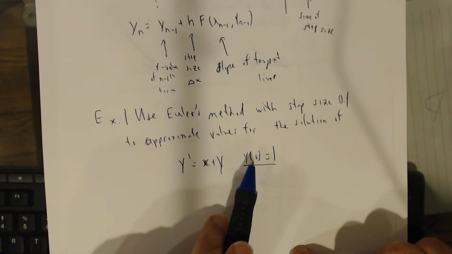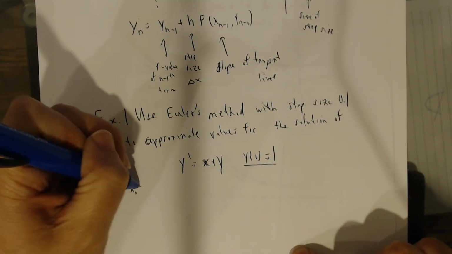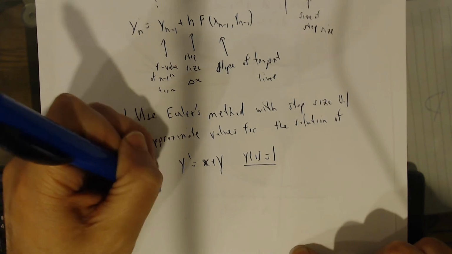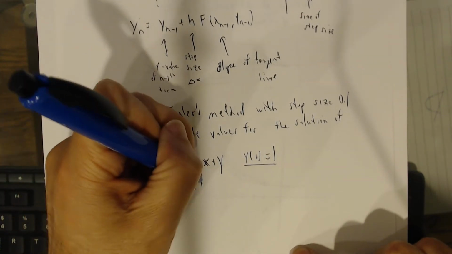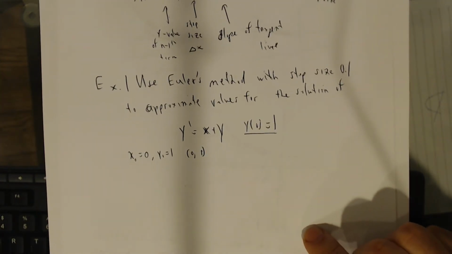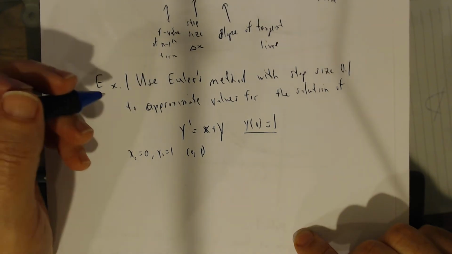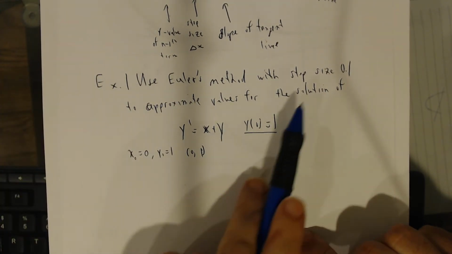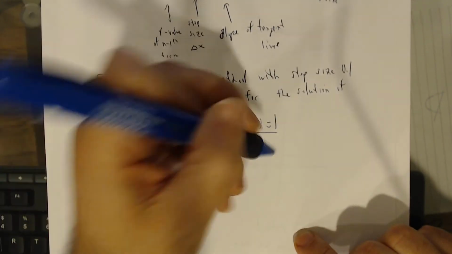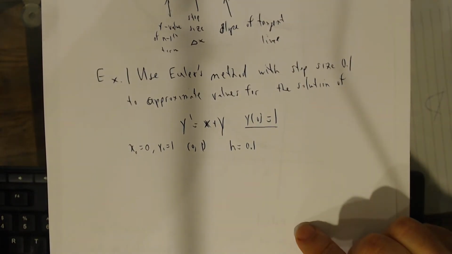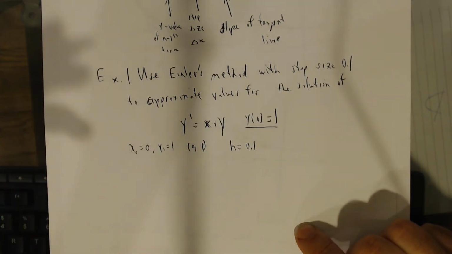So what do we know? Whatever this function is, when x is 0, y is 1. So in other words, x sub 0 equals 0 and y sub 0 equals 1. So that's our first, or our given point. So what does that mean? If my step size is 0.1, what do we know? h is 0.1, okay? And if h is 0.1, we're going to move over 0.1 to the right.